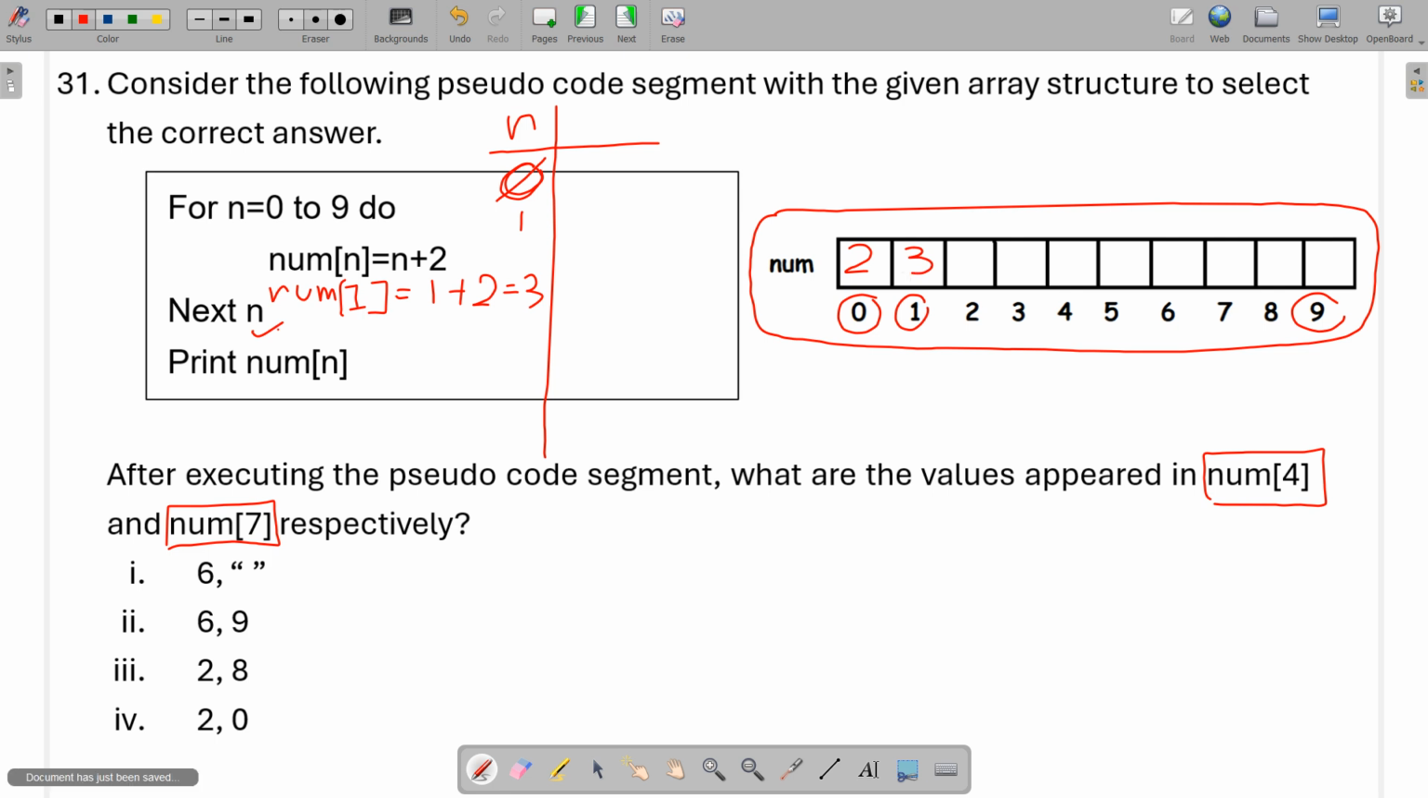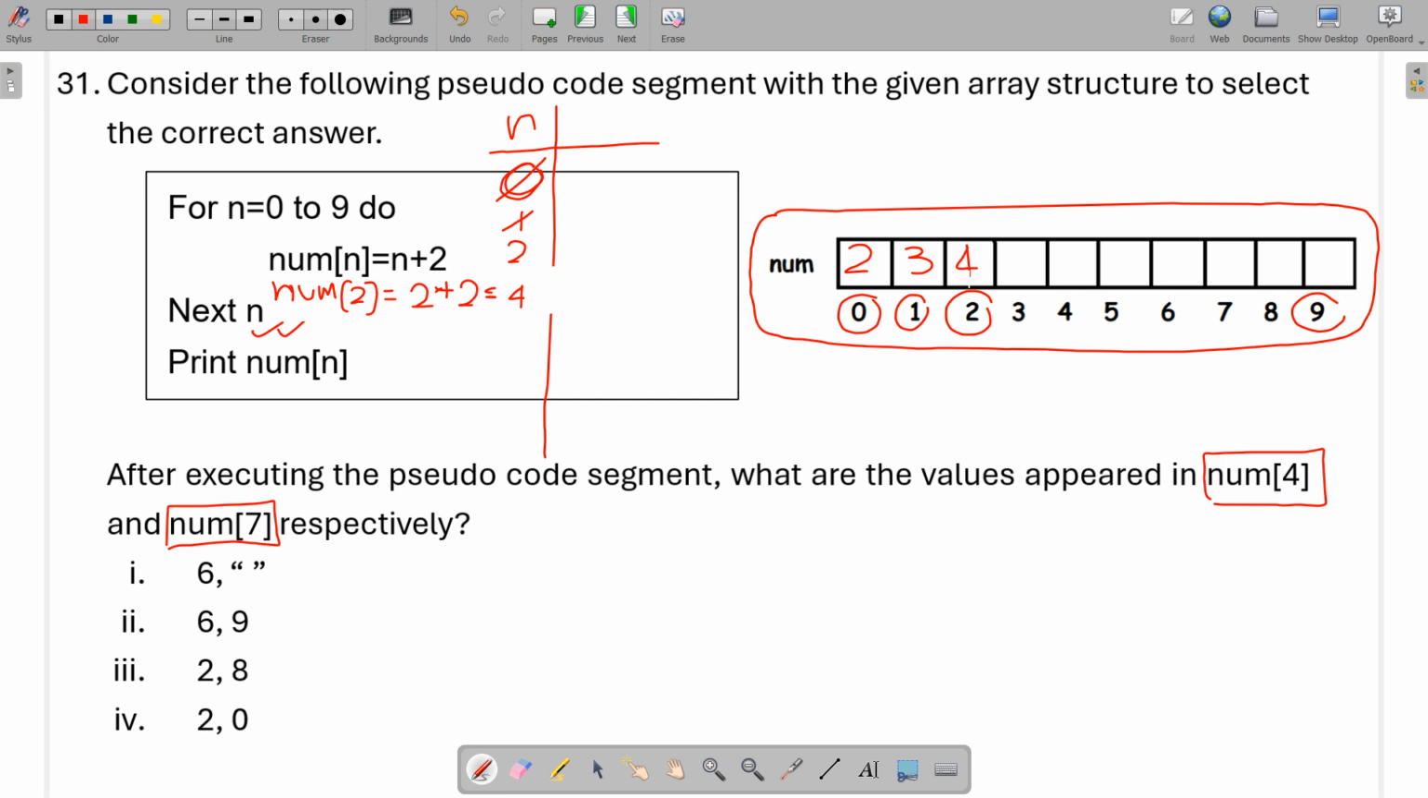And it goes with next n. So next n means num2. When it becomes next n, n becomes 2. So now it is num2 equals 2 plus 2, which is equal to 4. Right, so the second position of the num array is going to be filled with 4.